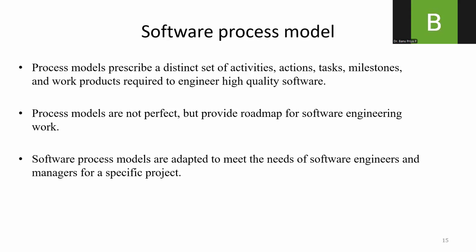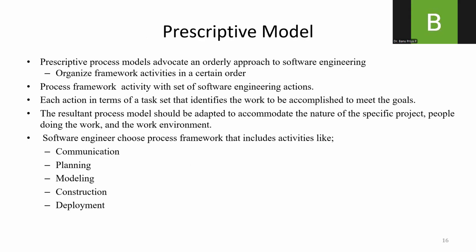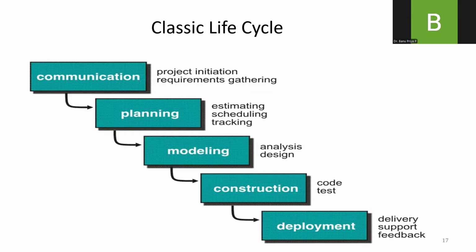Software process models are always adapted to meet the needs of software engineers and managers for a specific project. That is why a process model is never perfect, but it has to be engineered for high quality software. That is important. And to have this, a software process model always has a proper framework. The activities should follow communication, planning, modeling, construction, and deployment. These steps are important in any software development life cycle.